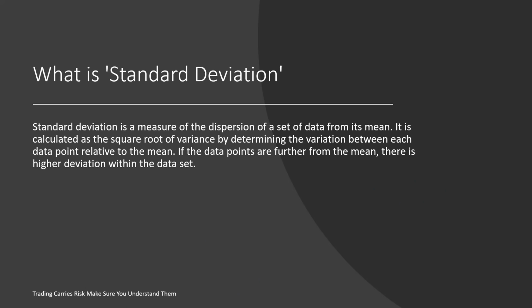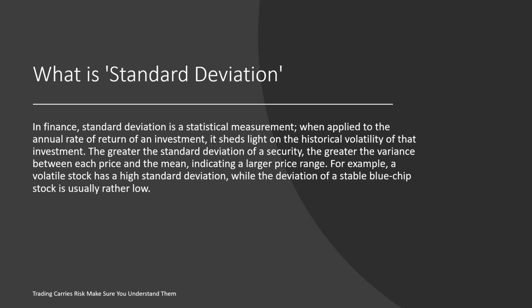So, standard deviation is a measure of dispersion of a set of data from its mean, mean being the average. It is calculated as the square root of variance by determining the variation between each data point relative to the mean. If the data points are further from the mean, there is a higher deviation within the data set. That's a big lot of words, isn't it?